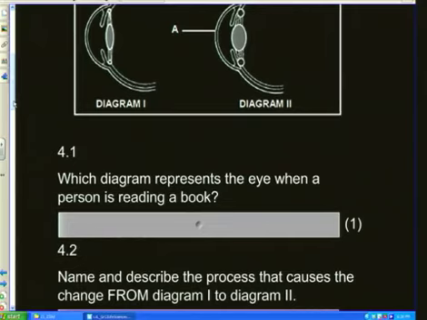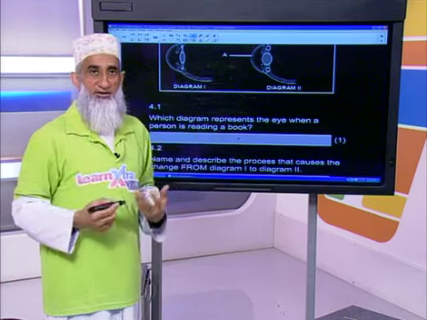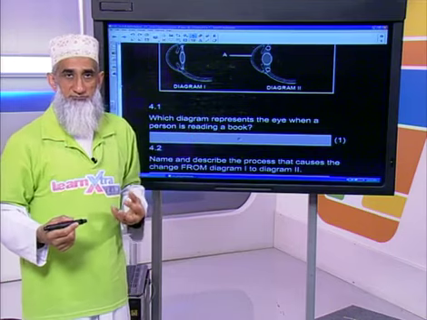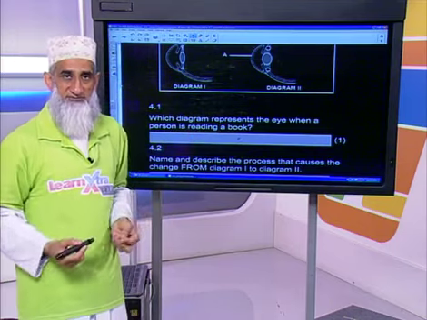Now, we have to ask ourselves, which part of the eye is involved in focusing? And reading a book would represent near vision. And your answer would be the lens. What must happen to the lens when we want to read a book? The lens must be more round or more convex.